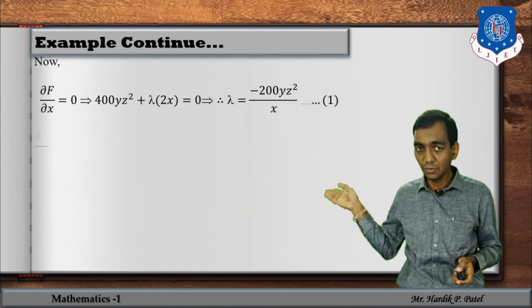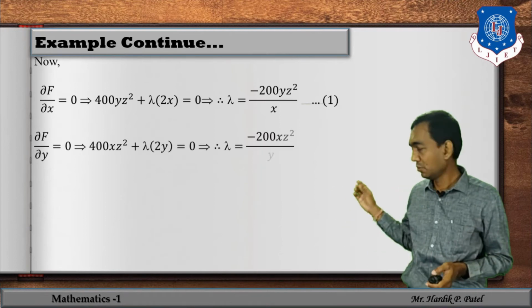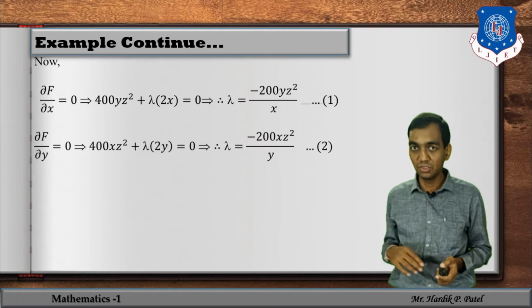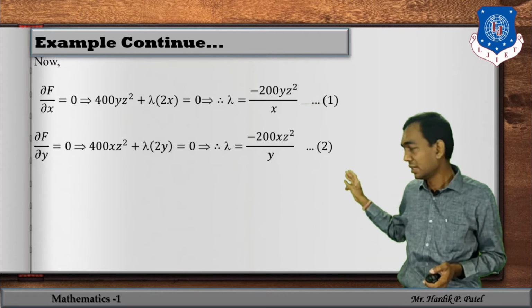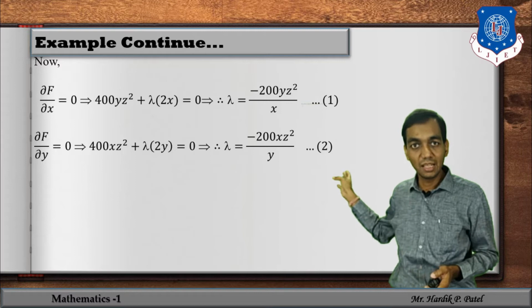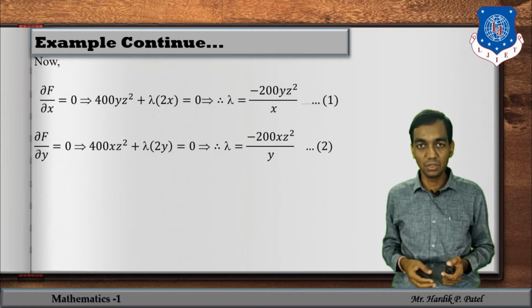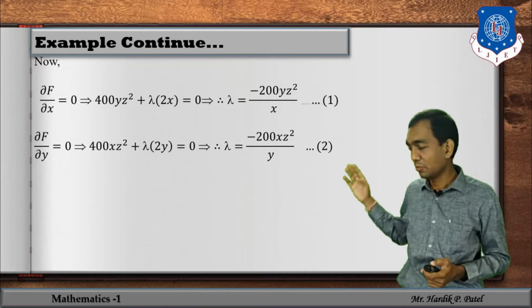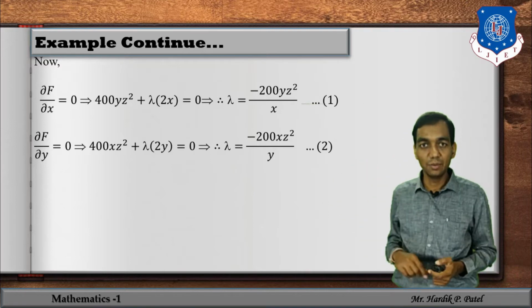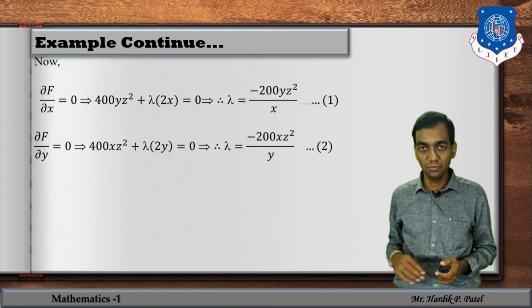Now, differentiate with respect to x, with respect to y, and with respect to z, and equate them with 0. So del f by del x is equal to 0. That will give you 400yz square plus lambda into 2x is equal to 0. And we are going to make lambda the subject. That will give you lambda is equal to minus 200yz square divided by x. That is equation number 1.